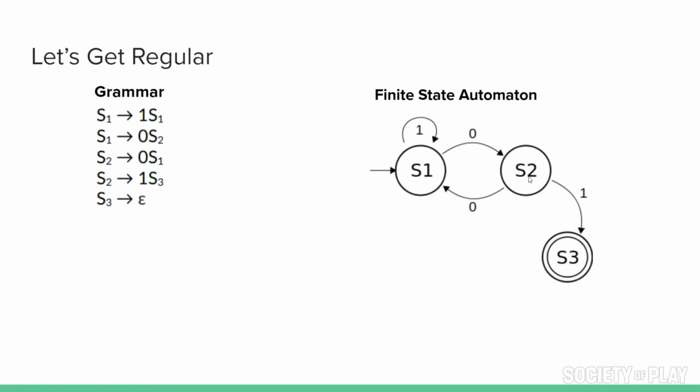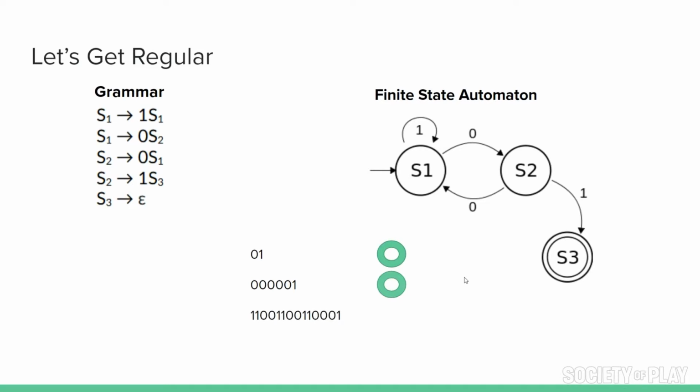And from there, if you get a 1, you go to S3, and the double circle there is kind of the same thing as the epsilon. That means the string's over. To give a couple examples, the string 0, 1 fits because you start at S1, you go to S2, you go to S3, and you're done. A slightly longer one is also fine, as long as it has an odd number of zeros, because you have to go S1, S2, S1, S2, S1, S2, S3.